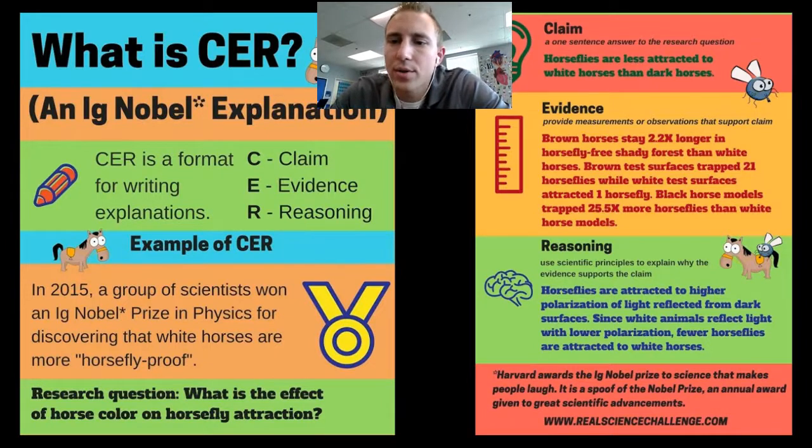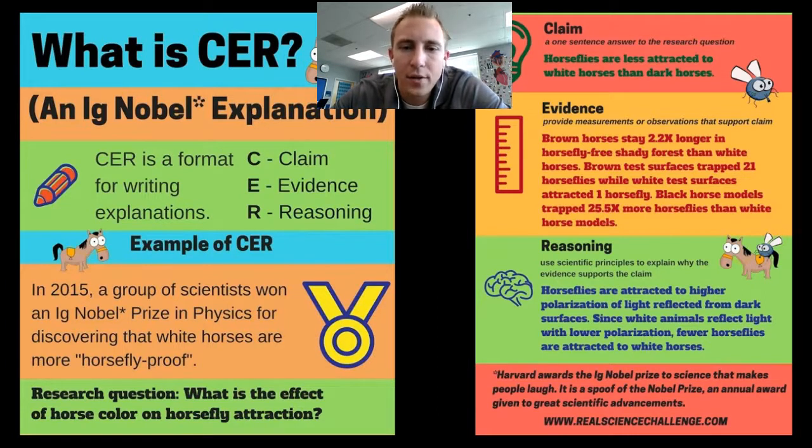Let's say that brown horses stay 2.2 times longer in a horsefly-free shady forest than white horses. You guys could go ahead and read that there. So we have specific numerical evidence. Oftentimes we will try to use quantitative, or number values, for our particular pieces of evidence, but using qualitative can be okay in many forensic science settings. For biology, we're definitely going to want to use quantitative. We're going to require that we use quantitative.